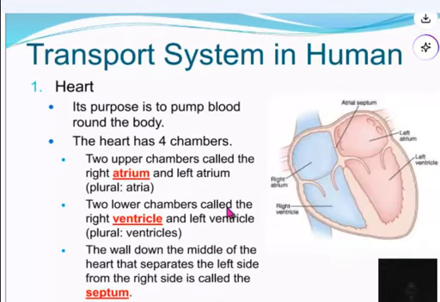Now, transport system in human, the heart. Its purpose is to pump blood around the body. That is the major function of the heart. And you can see the diagram of the heart here.